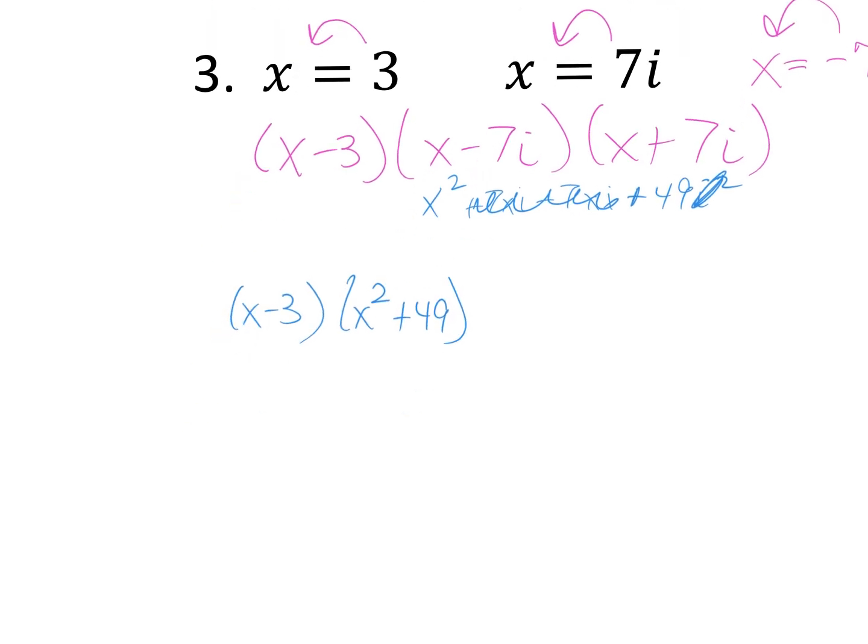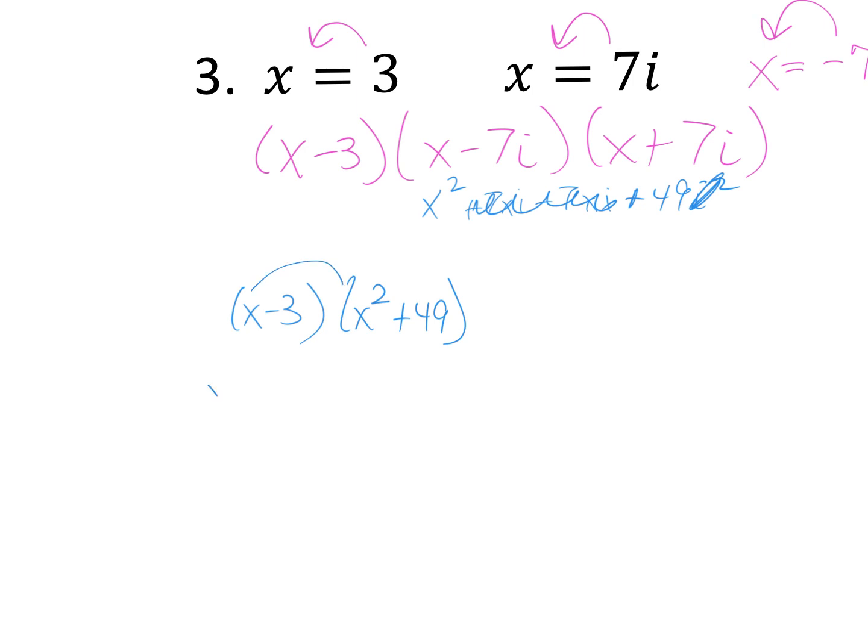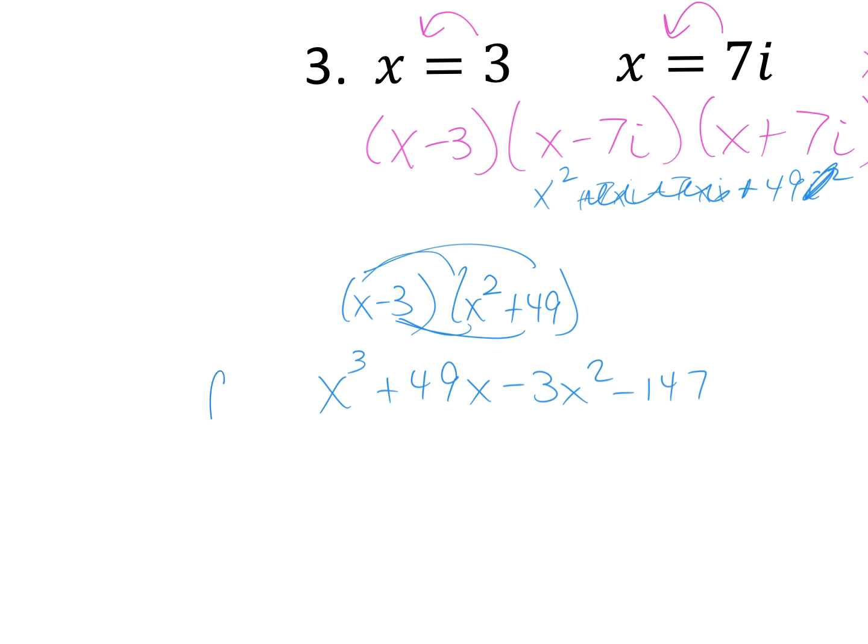And now we FOIL. X times x squared is x cubed. X times 49 is plus 49x. Negative 3 and x squared is negative 3x squared. And what's negative 3 and 49? What's 3 times 50? 150. So what's 3 times 49? Bamford, good. And Jessica, good. Negative 147. And what goes in front of my answer?